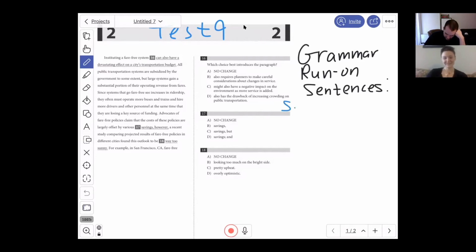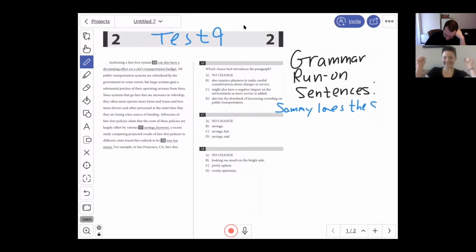We can have Sammy loves the SAT. She has no friends. Hey, I have students, which is close enough. She has pupils. Sammy loves the SAT. She has no friends. Could I separate those two with just a comma?